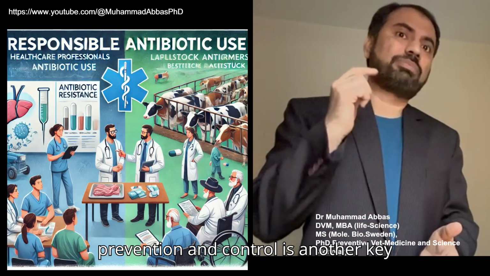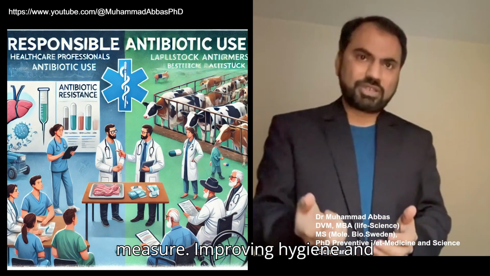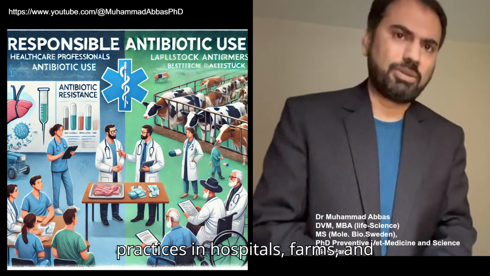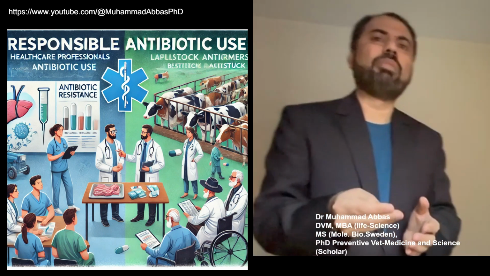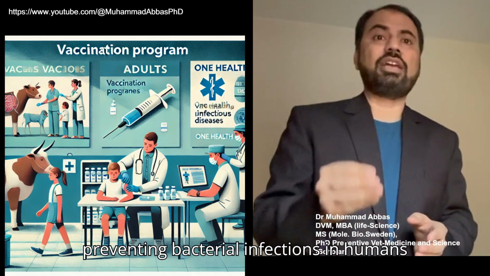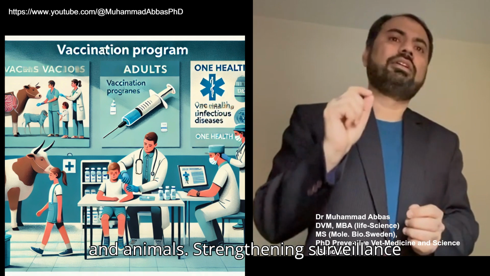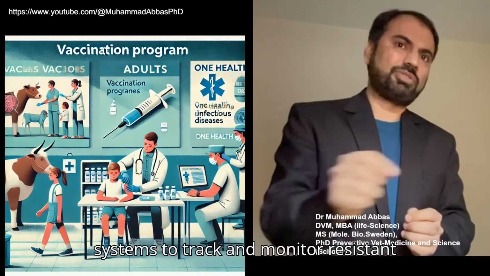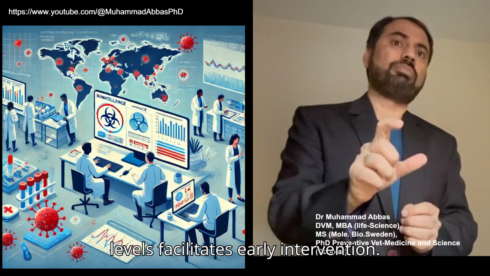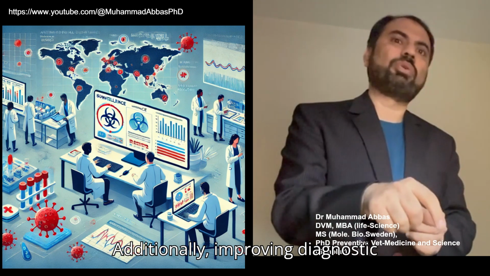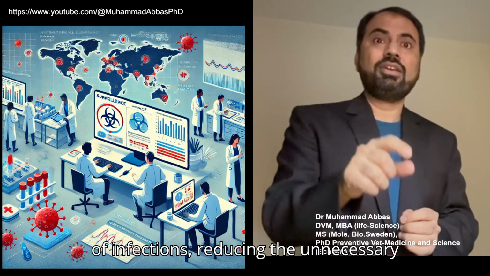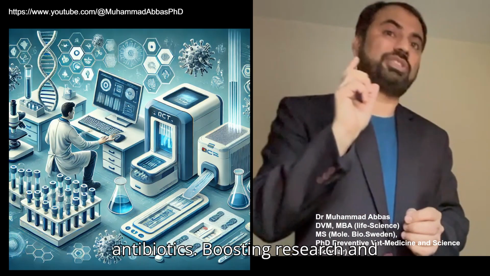Enhancing infection prevention and control is another key measure. Improving hygiene and sanitation by strengthening hygiene practices in hospitals, farms, and communities reduces infection spread. Implementing vaccination programs decreases the need for antibiotics by preventing bacterial infections in humans and animals. Strengthening surveillance systems to track and monitor resistant infections at local, national, and global levels facilitates early intervention. Additionally, improving diagnostic methods ensures accurate identification of infections, reducing the unnecessary prescription of broad-spectrum antibiotics.